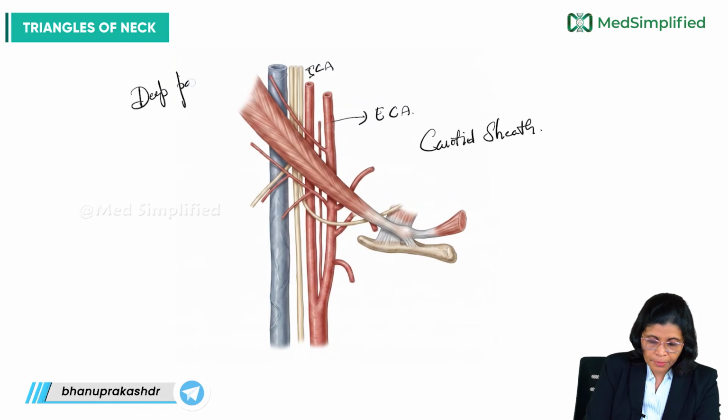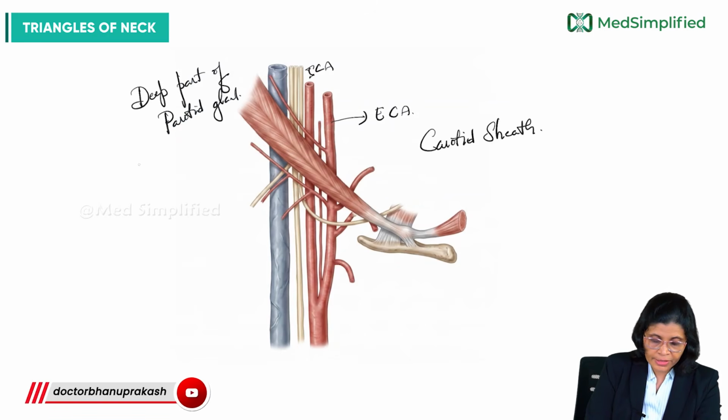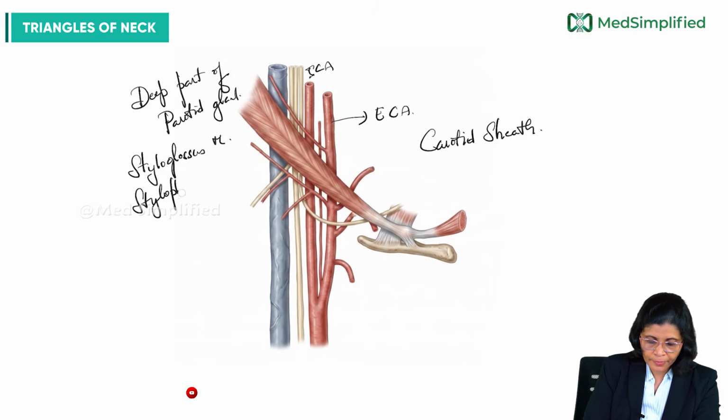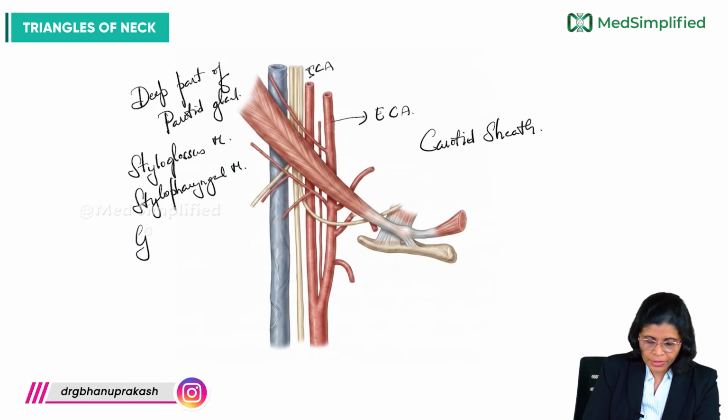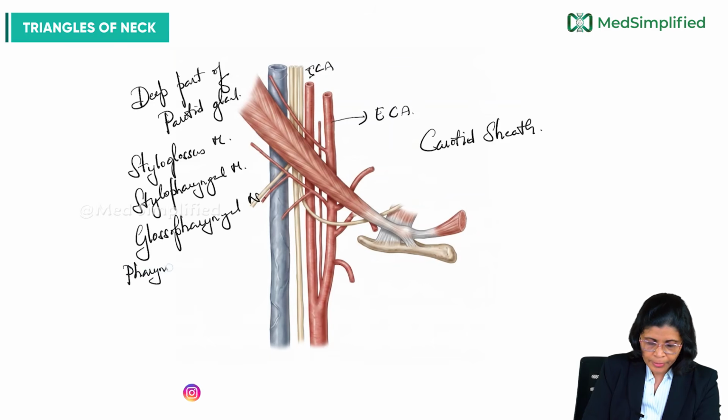So the structures passing between the external and internal carotids: we have the deep part of the parotid gland. Then we have the styloglossus muscle, the stylopharyngeus muscle, the glossopharyngeal nerve, and the pharyngeal branch of the vagus nerve.